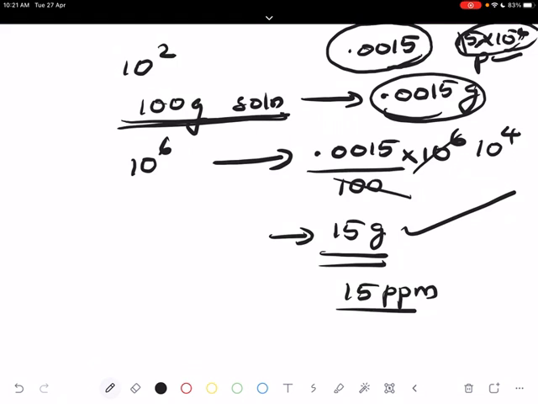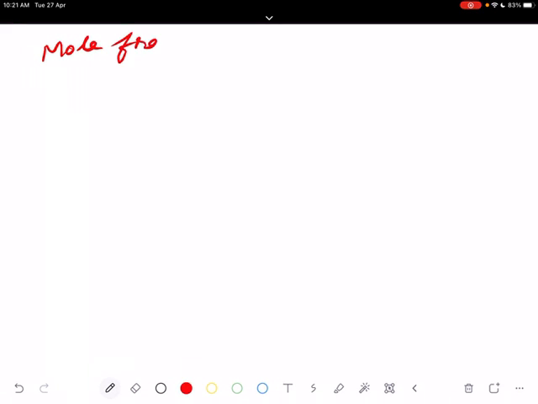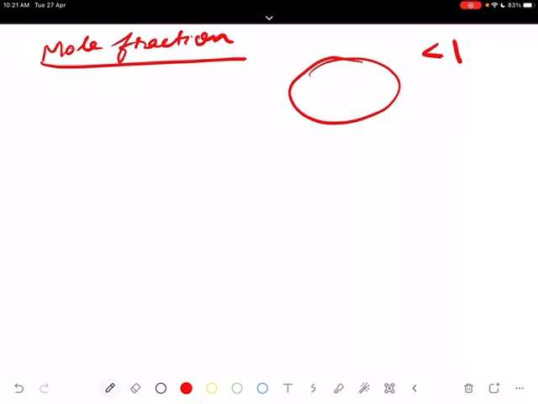Next term is mole fraction. Fraction is always a quantity we express less than 1. Suppose two components are there. Fraction of one component may be 0.4. Then the fraction of the other component will be 0.6. The sum total of all the fractions will be equal to 1. Here we are finding out mole fraction, fraction in terms of moles.